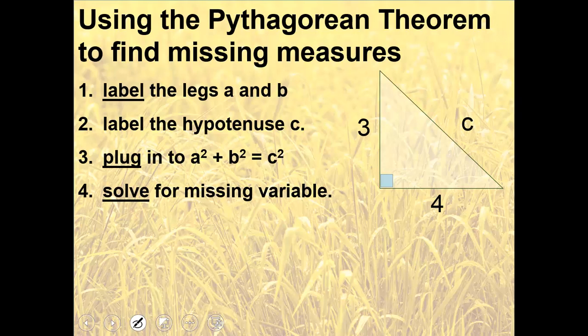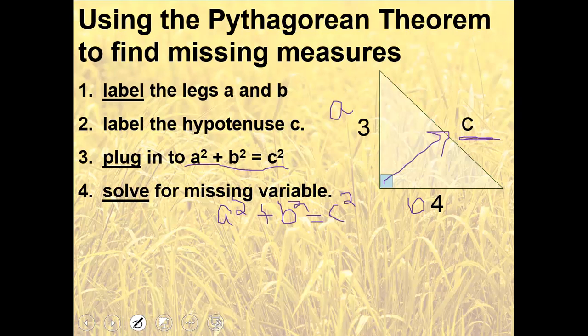All right, use the Pythagorean theorem to find missing measures. When we start, it helps if you label the legs A and B. Label the hypotenuse, which is always across from the right angle, C, and it is right there. Okay. Write your formula down and plug into a squared plus b squared equals c squared. You know how I am. The more you write something, the more it becomes a memory. So write your formula each time. I do it still, and I'm a mathematician, and I still write my formula. So it's not a sign of weakness, it's a sign of understanding.